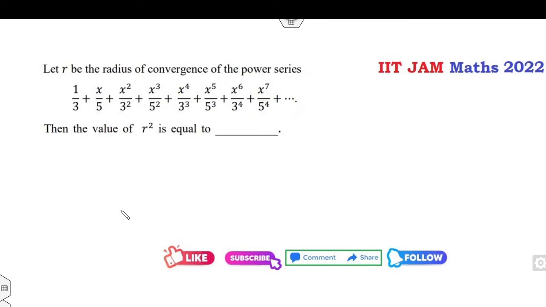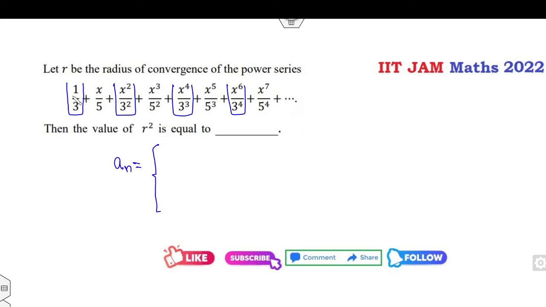Look at this another one. If R is the radius of convergence of the power series, then find the value of R square. If you look closely, this series is related to 1 over 3, 1 over 3 cube and so on. You have two different series.